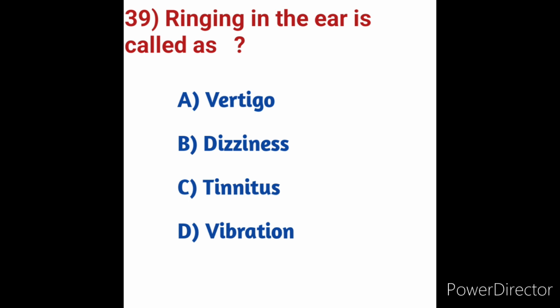Tinnitus is commonly described as a ringing sound in the ear. Ringing sound in the ear means it is present inside only. So this is not an outside source. So here the ringing in the ear is called tinnitus. So here in these options, option C is the correct answer, tinnitus. Next we will move on to question number 40.